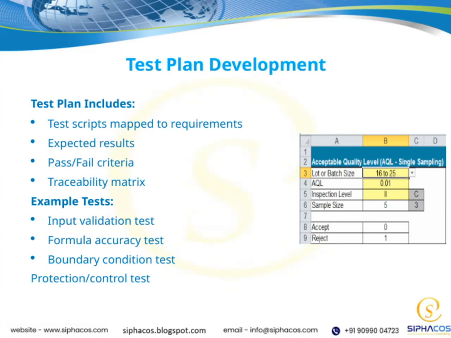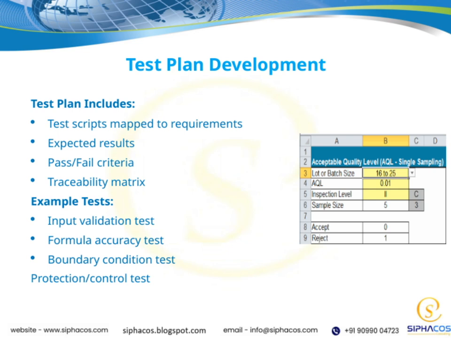Now, let's take a closer look at the development of a comprehensive test plan. First, it's important to understand that the test plan includes several key components. One of these is test scripts that are directly mapped to specific requirements, ensuring that each requirement has a corresponding test. Next, we define the expected results for each test, so we know what success looks like. We also establish clear pass or fail criteria, which helps us objectively determine whether a test has succeeded or not. The traceability matrix is another crucial element. It provides a clear link between requirements and tests, making it easier to track coverage and identify any gaps.